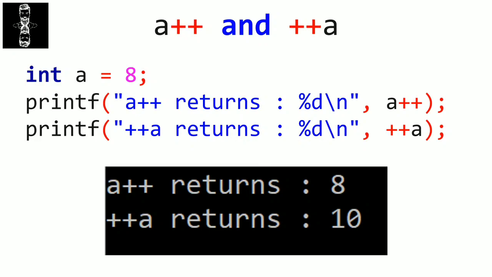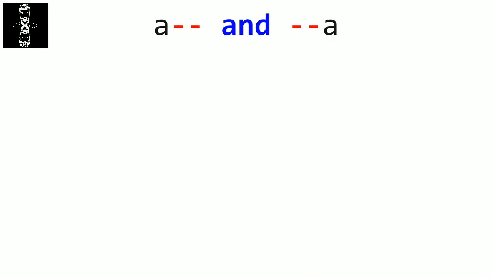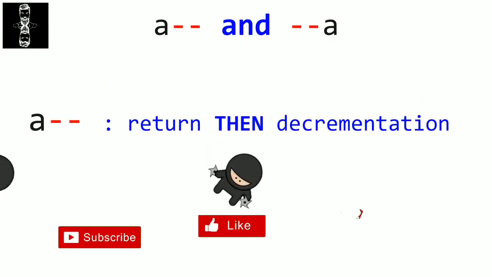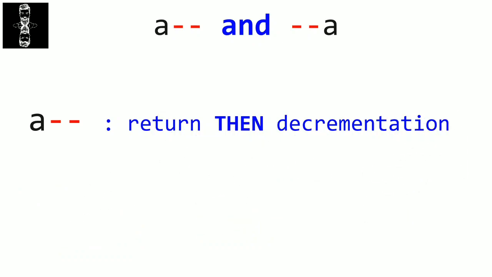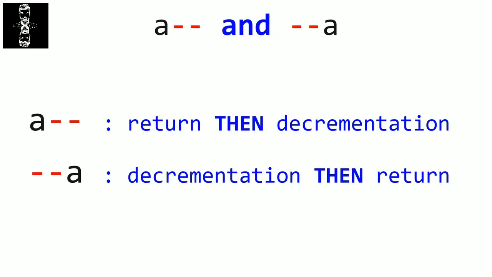And this process is the same for a-- and --a. a-- returns the value, then it decrements a, post-decrementation, and --a decrements a, then it returns the value, pre-decrementation. I hope you understood.